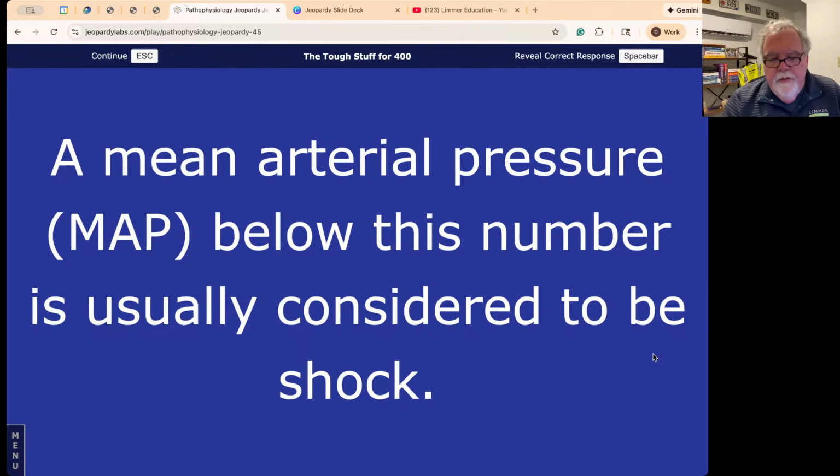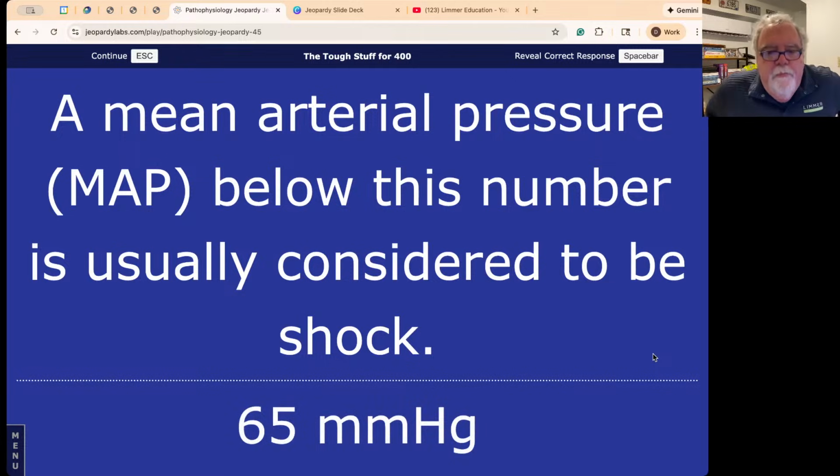So the correct answer here is 65 millimeters of mercury, often considered shock. That's listed by the Surviving Sepsis campaign for patients who are septic, and in a lot of protocols as well. Now, you can write this down quickly if you want. It's systolic blood pressure plus 2 times the diastolic blood pressure, and take that number and divide it by 3. That's the mean arterial pressure. 120 over 80 is a mean arterial pressure of about 93.333333. So 65 or below is usually considered shock.